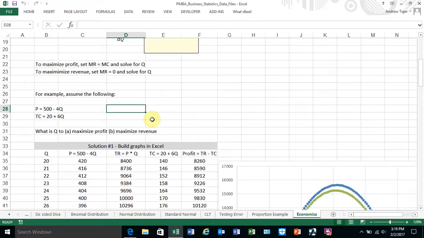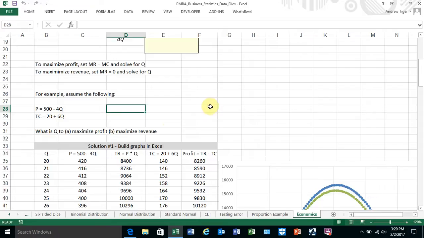And then also the total cost is a function of how much you make. And there's a fixed cost in this case. You start out without making anything, and just the act of making anything, you incur a cost of 20, and then there's a variable cost of 6 times whatever your quantity is. So how do you maximize profit? What should Q be to maximize profit or revenue?